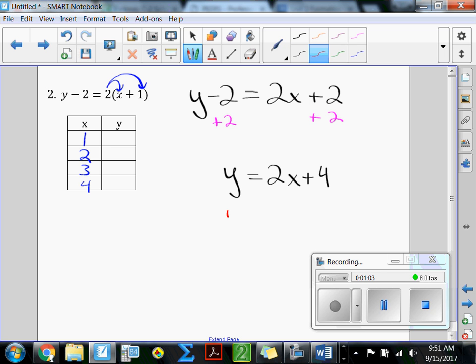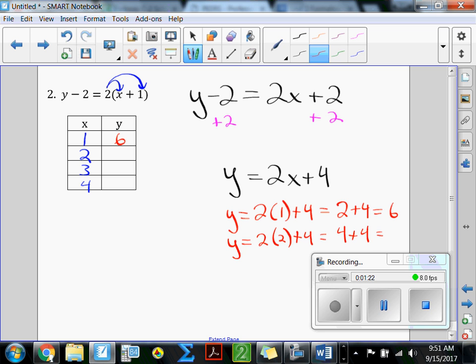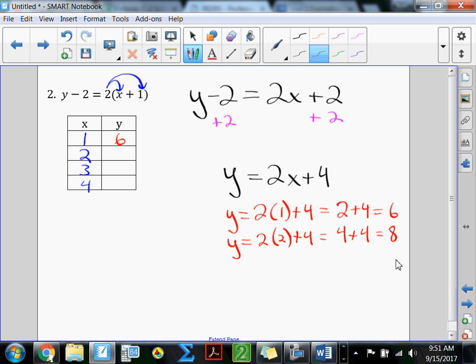So from here, y equals 2 times 1 plus 4, which is 2 plus 4, which is 6. I can do the same thing again. y equals 2 times 2 plus 4, which is 4 plus 4, which is 8. y equals 2 times 3 plus 4, which is 6 plus 4, which is 10.